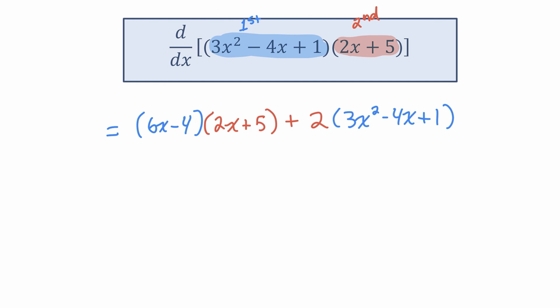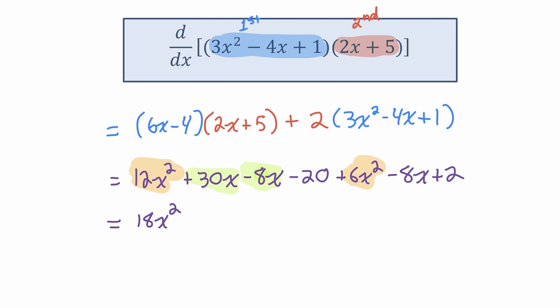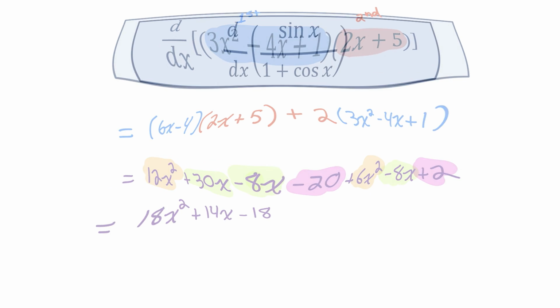And I'll just expand this into standard form and collect. So let me find these four products. And that would give me 12x squared plus 30x minus 8x minus 20. And now let me find these three products, which is 6x squared minus 8x plus 2. Now I'll just find like terms. I've got a 12x squared and a 6x squared that I can collect together. That's 18x squared. I have a 30x minus 8x minus another 8x. That's 14x. And then negative 20 plus 2 is negative 18. Derivative number 4.